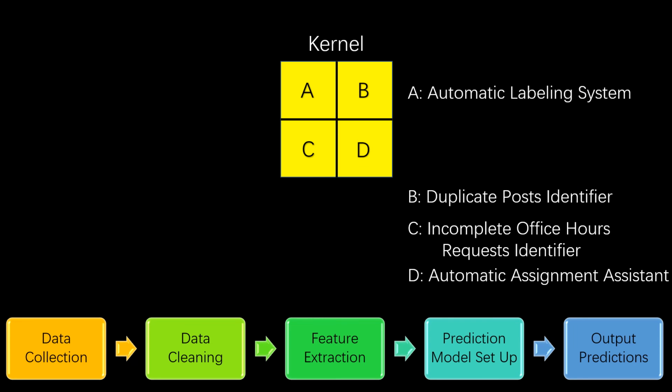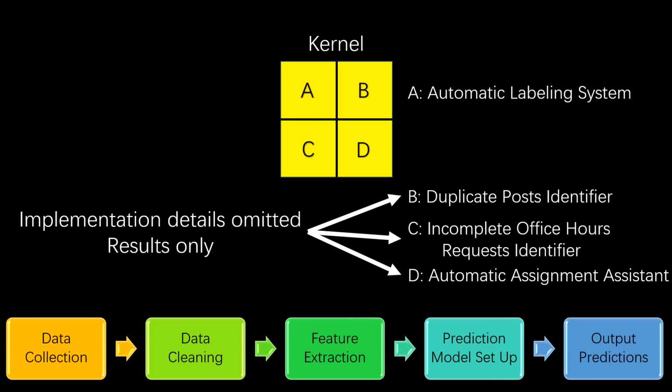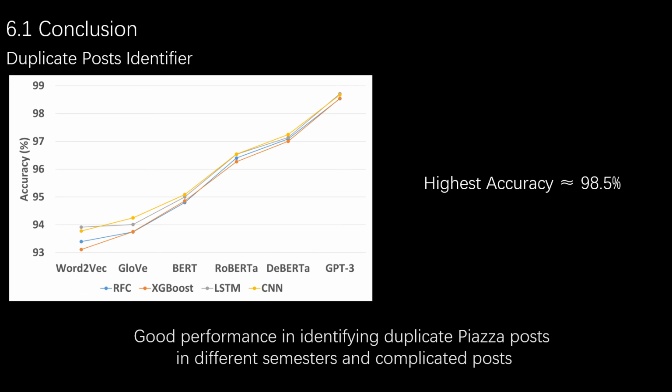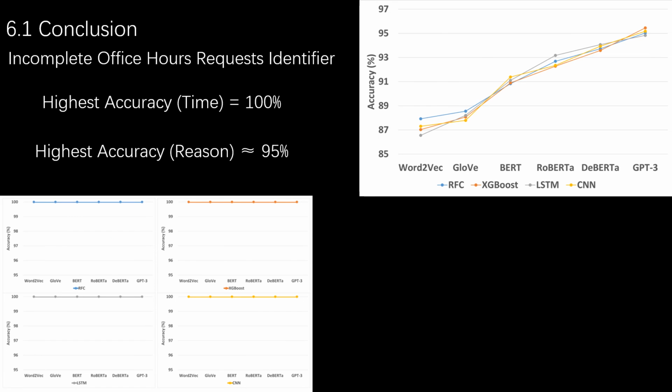For the other modules, we used similar pipelines to build each of them. The implementation details are omitted, and a summary of the results of these modules is the following. In the duplicate post identifier module, we managed to achieve the highest accuracy of over 98% using the GPT-3 model. We also found that the trained model had a strong capability to identify duplicate Piazza posts in different semesters and posts that are complicated.